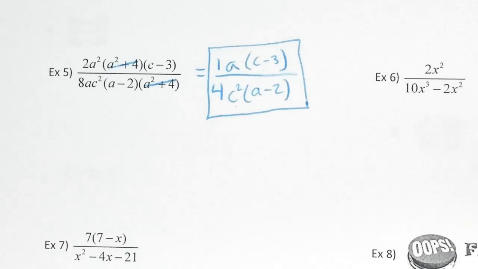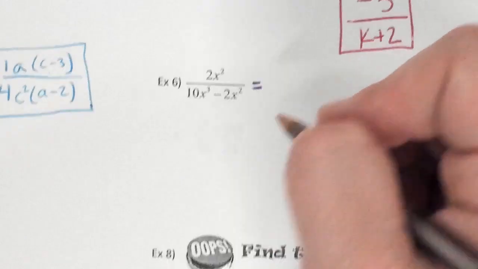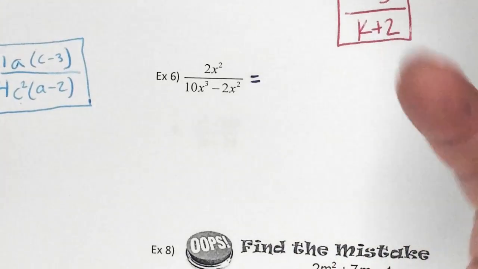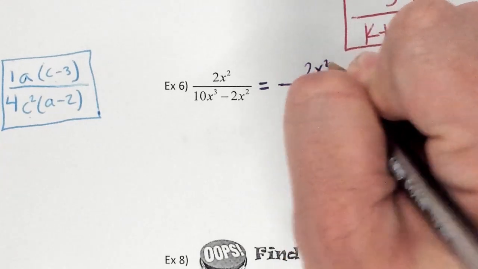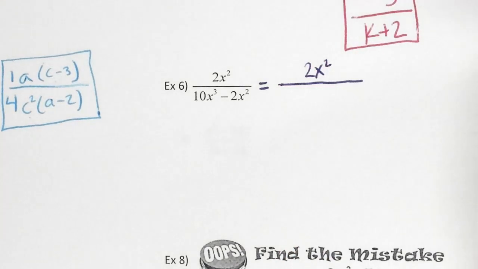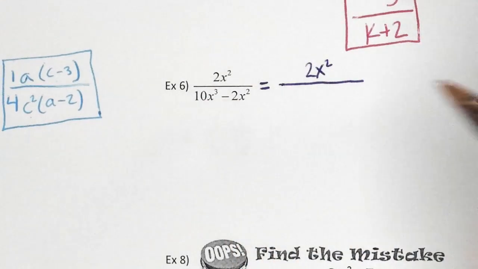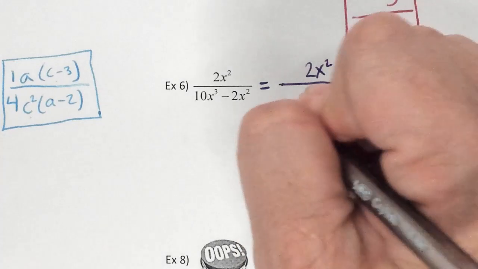Look at number 6. What do you notice? Can we factor the top? If there's no plus or minus, y'all, it's not worth factoring. So you're just going to leave it as 2x squared. What about the bottom? Is it in order? Does it have a GCF? Yes. What's my smaller number? Does 2 go into 10? Therefore 2 is my GCF.